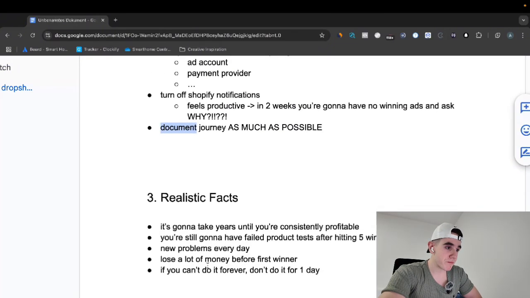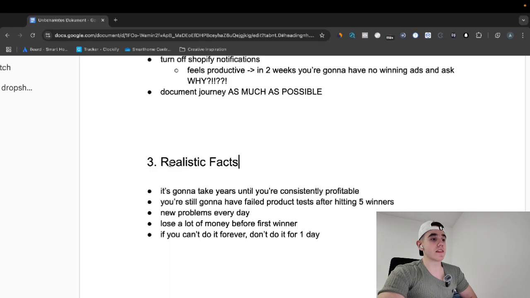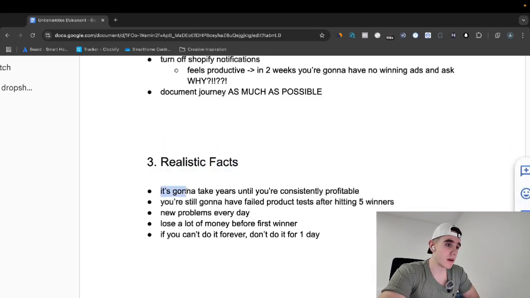It's just worth it. And now, last but not least, I want to get into some realistic facts that you're probably going to face as an ecom guy, as a dropshipper. First of all, it's going to take you years to be consistently profitable. So not just hit a winner once and then not make money for half a year, but really consistently be profitable optimally with a long-term brand, for example. That's going to take you years, not weeks, not even months, years, all right? Multiple years in ecom.